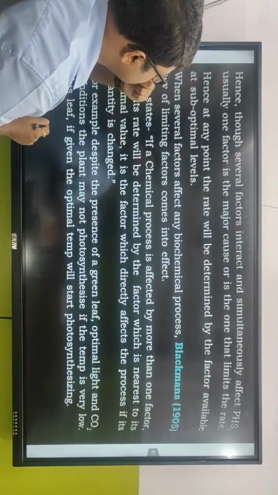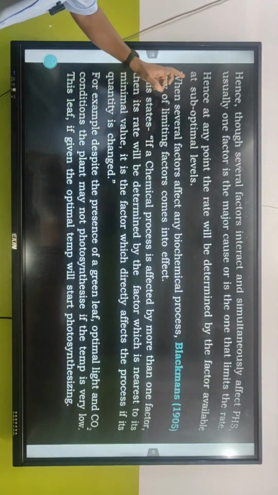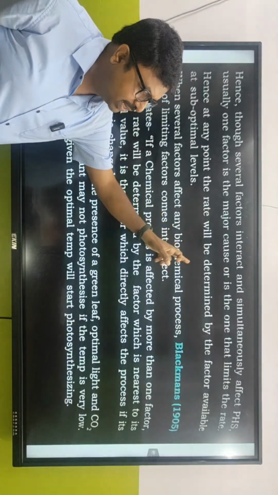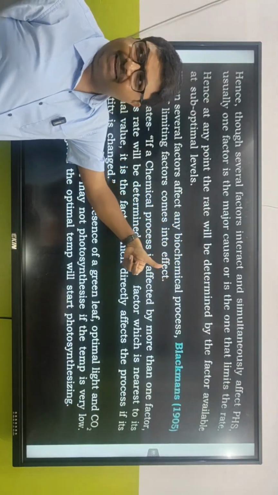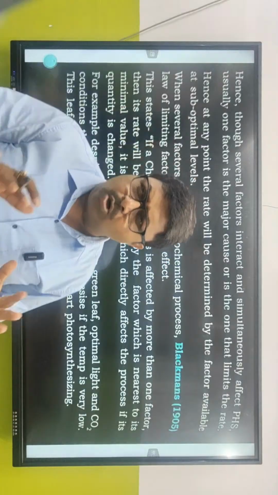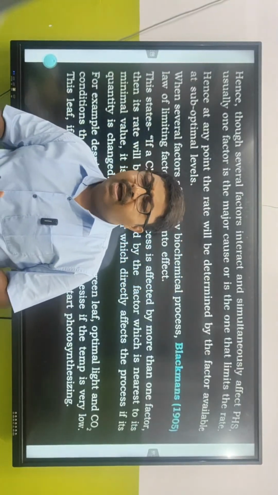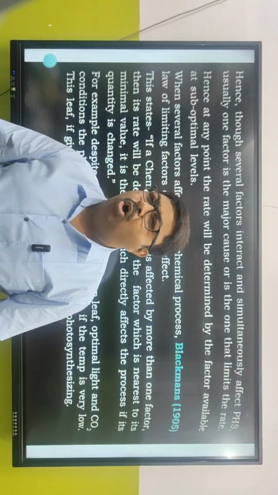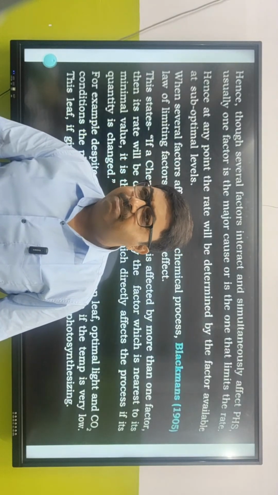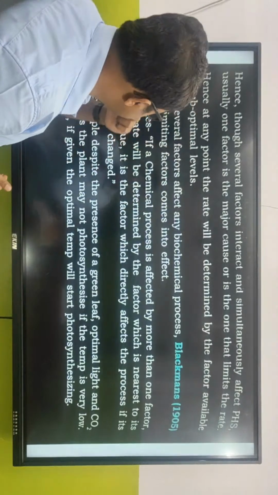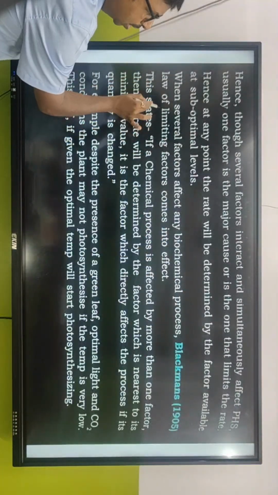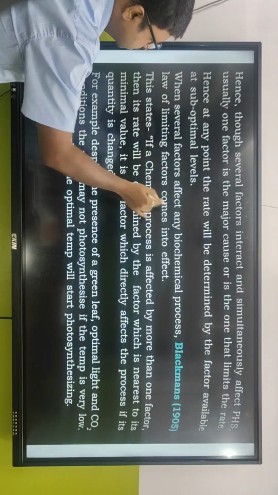Hence, though several factors interact and simultaneously affect photosynthesis, usually one factor is the major cause or is the one that limits the rate. Limit মানে কি? বাড়িয়ে দেওয়া না কমিয়ে দেওয়া? কমিয়ে দেওয়া। আর যখন এই লিমিটের কথা আসলো তখন ওখান থেকেই আসলো একটা টার্ম, the law of limiting factor given by Blackman. The law of limiting factor given by Blackman. So Blackman 1905 gave a law.